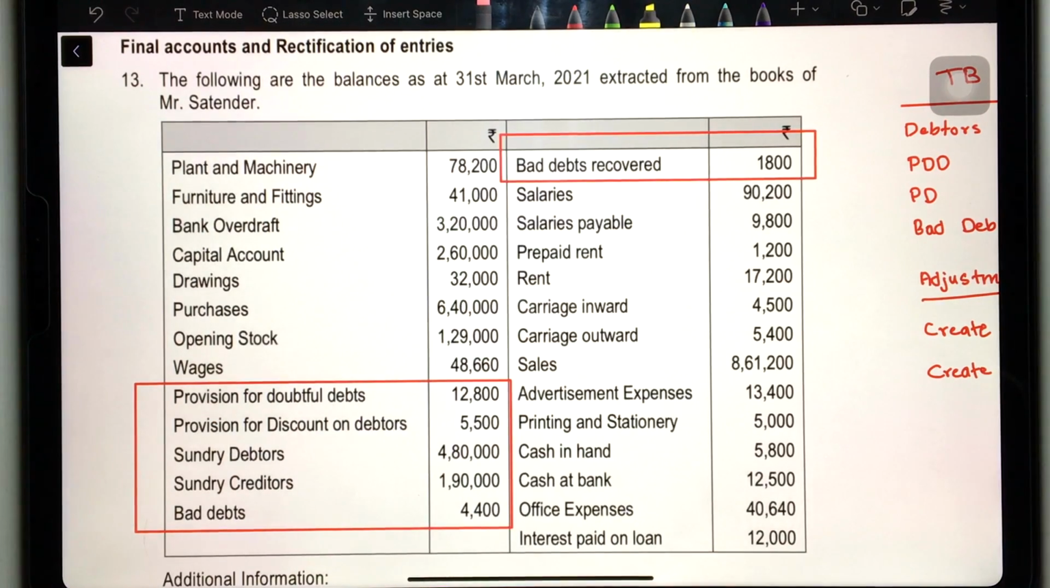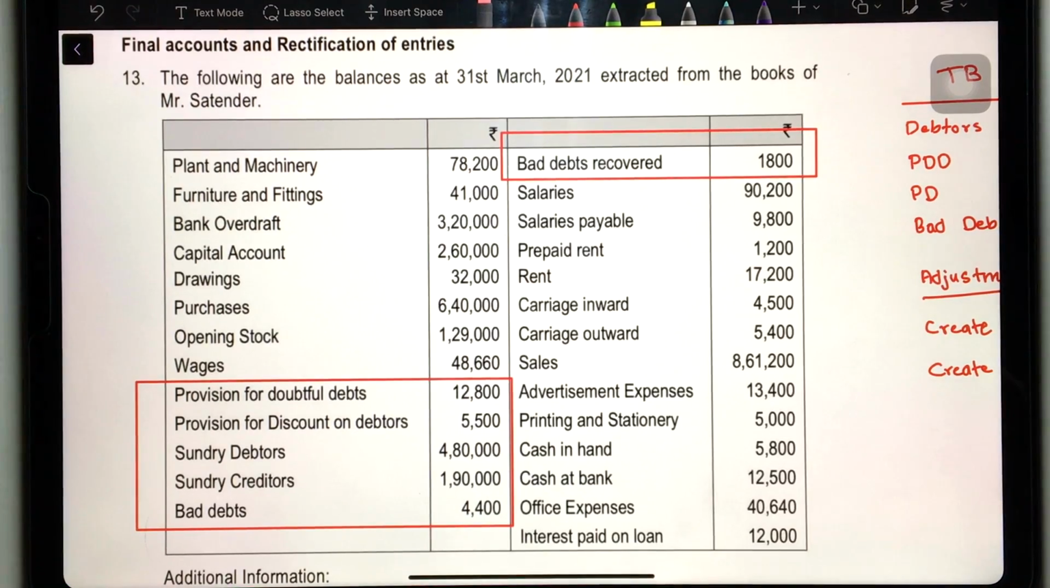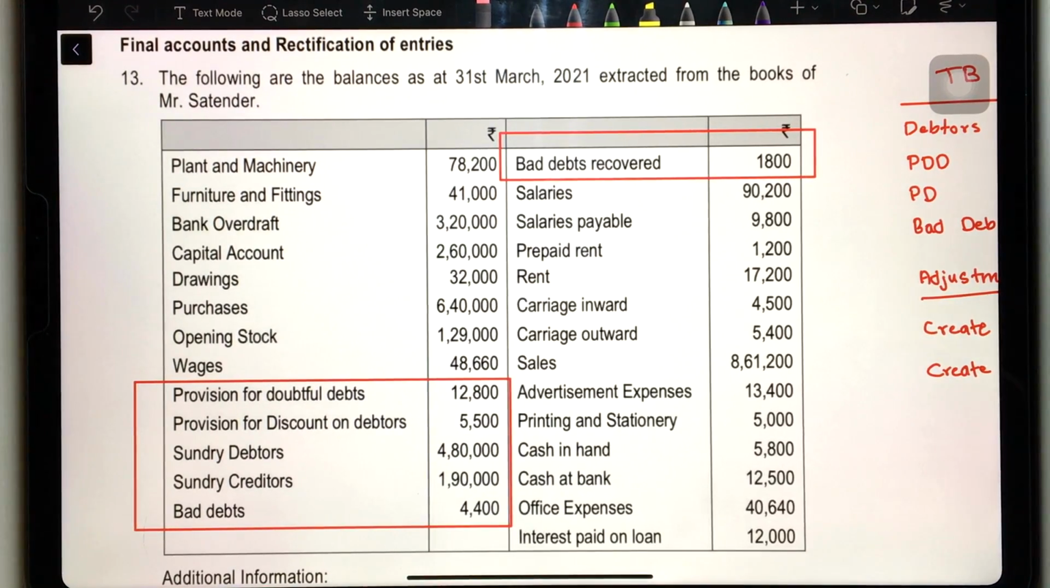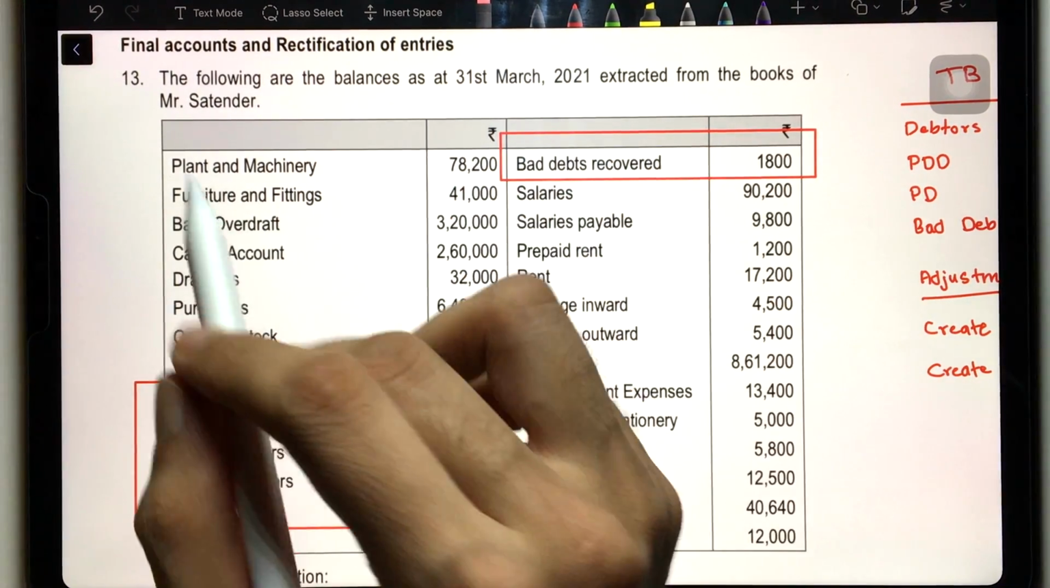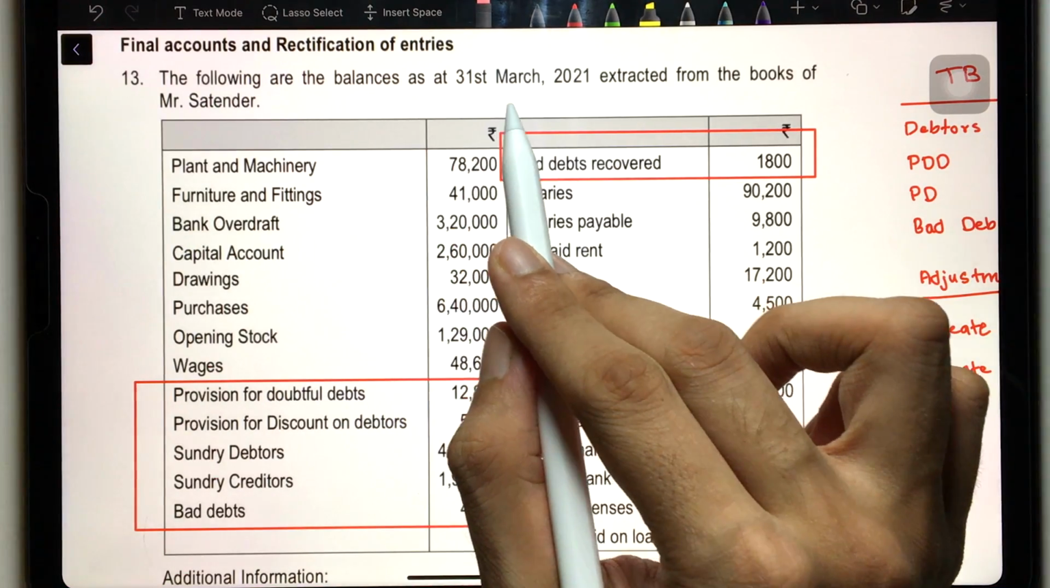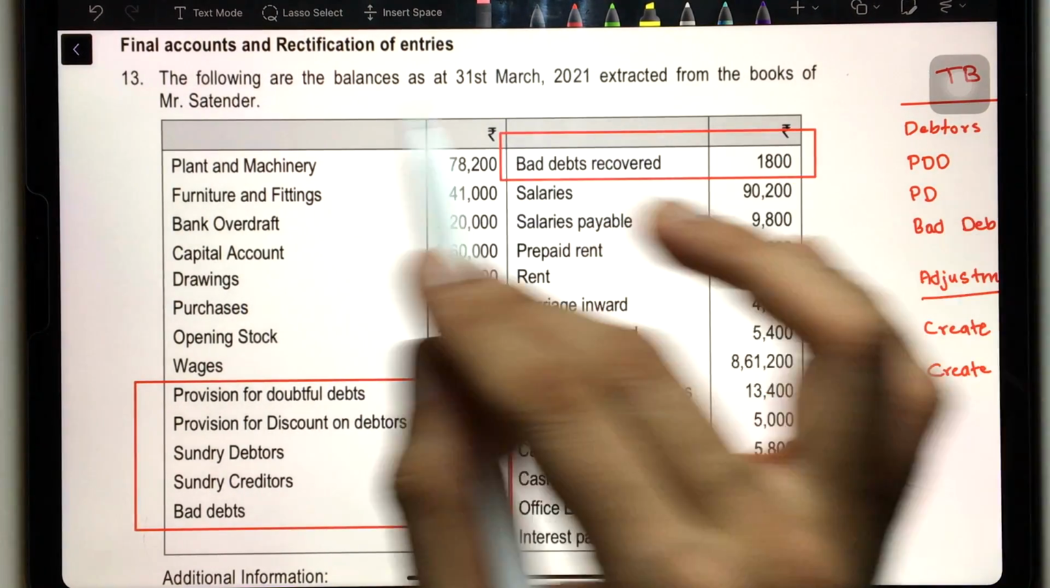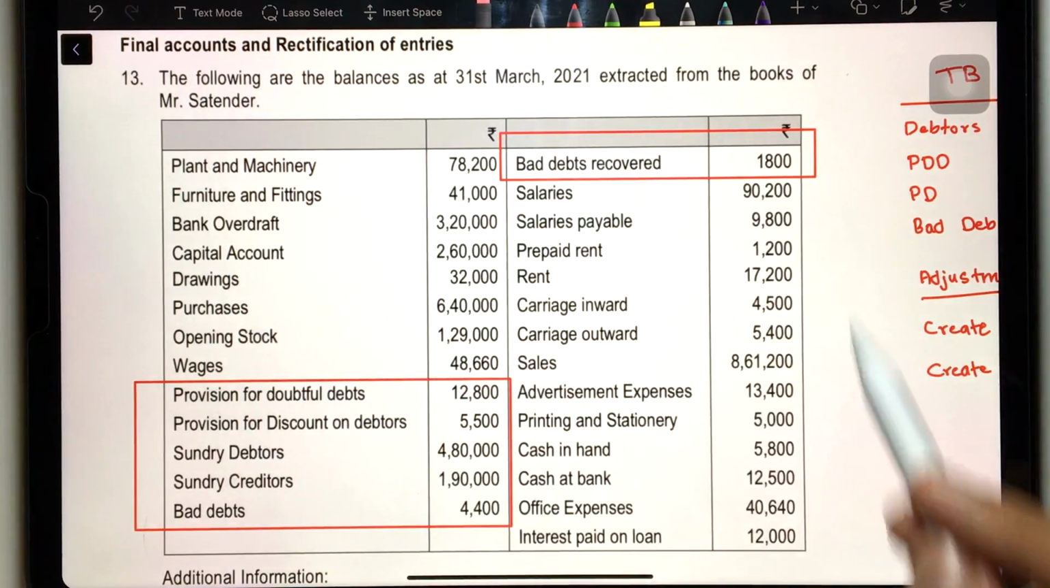Now see here, we have this full-fledged final account question from CA Foundation RTP. I don't remember the exact year, but I will let you know afterwards. Okay, so now see here, let's read the question and let's just discuss the relevant part. See, the following are the balances as at 31st March 2021, extracted from the books of Mr. Satyendra. Okay, the balances are given over here.